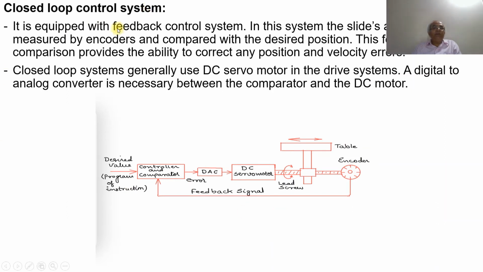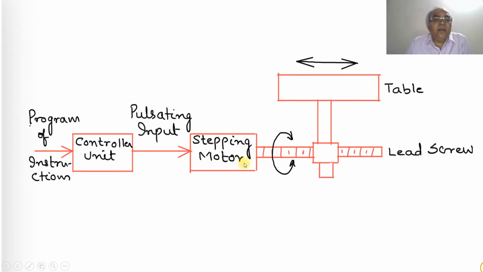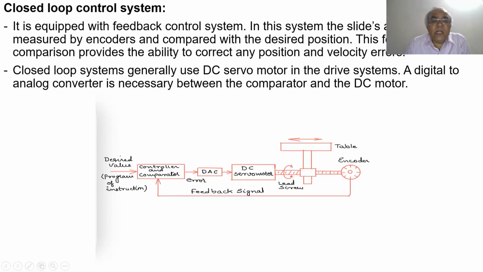It is equipped with a feedback control system. So we can see here we have a feedback control system. In this system, the slide's actual position is measured by the encoder. Here we have the controller, stepping motor and the table, we don't have anything else. But here we have a digital to analog converter, and a DC servo motor. So in this system, the slide's actual position is measured by the encoder.